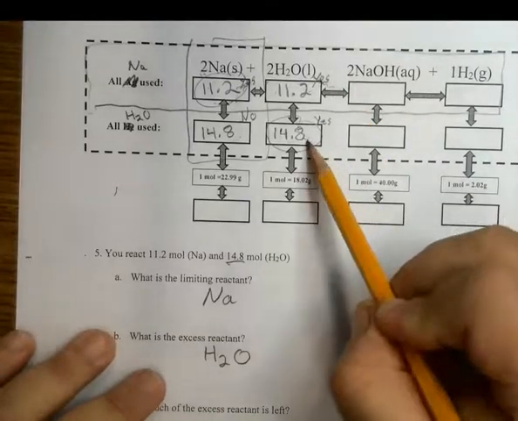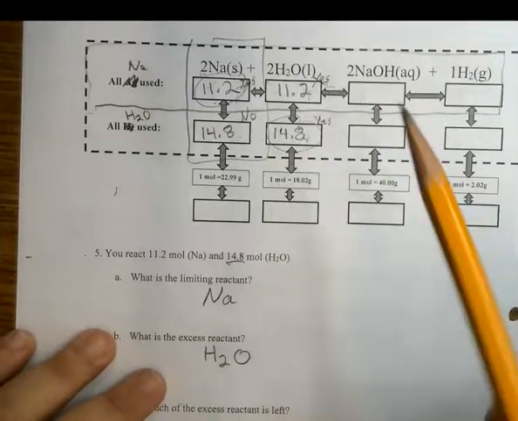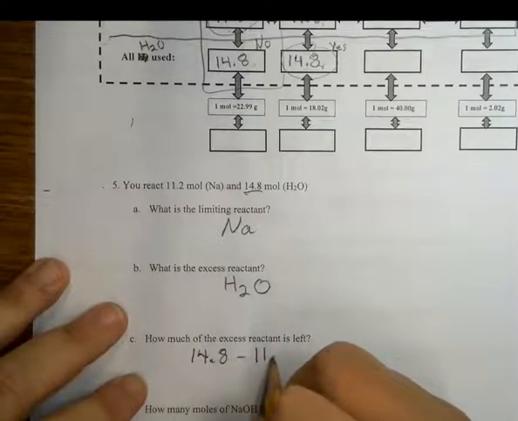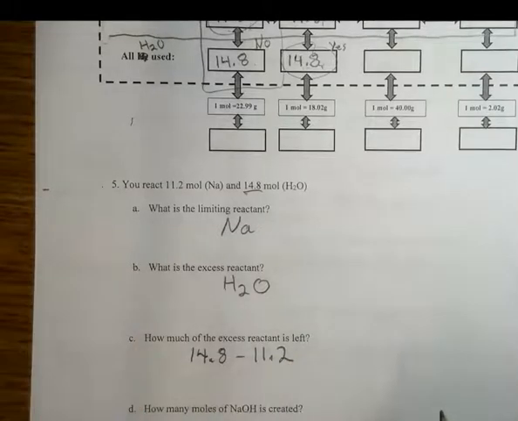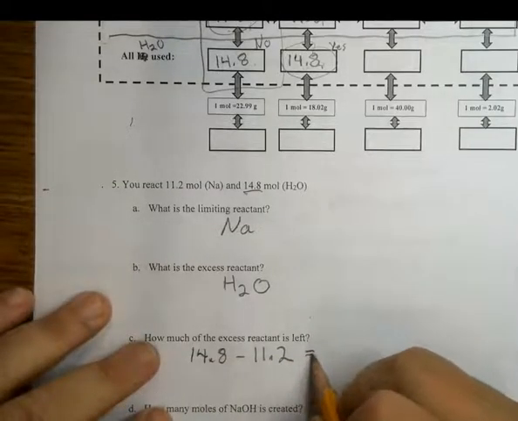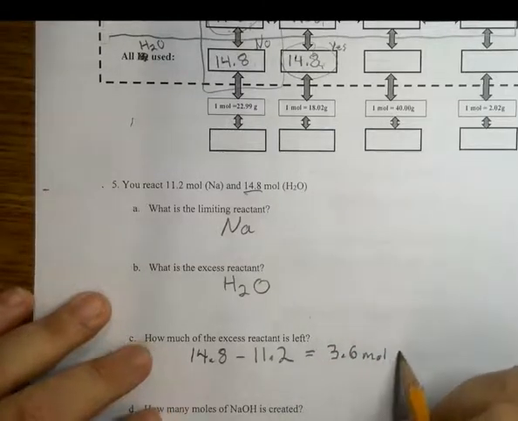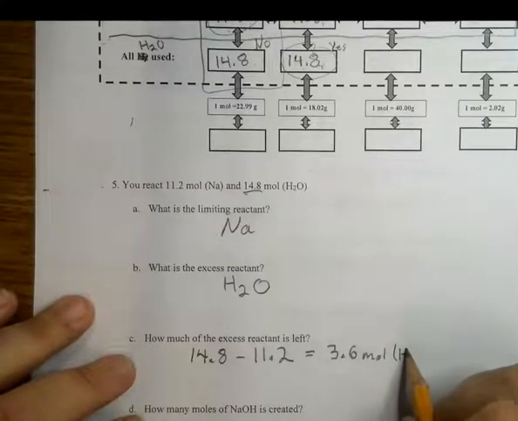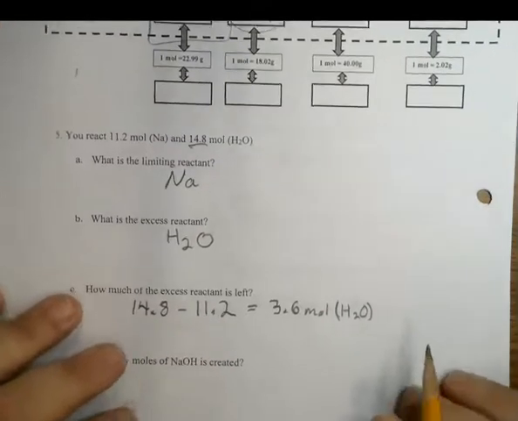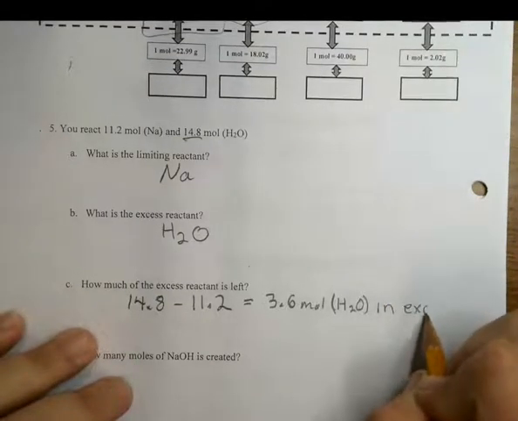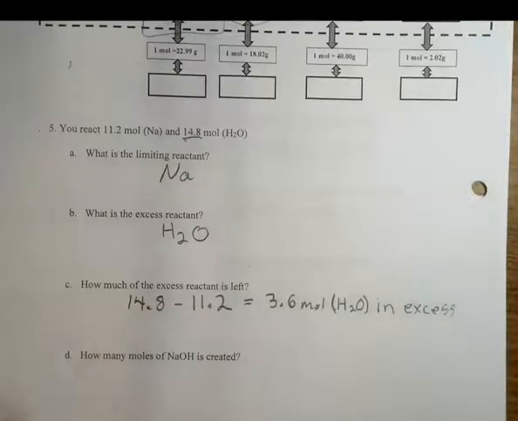So we were given 14.8 moles, but we only had to use 11.2. So it's 14.8 minus 11.2. And that's going to give us 3.6 moles of H2O. If I'm saying O2, I'm flipping out here. Okay, it's H2O. And then again, the expression you use is in excess. In excess. Okay, there you go.